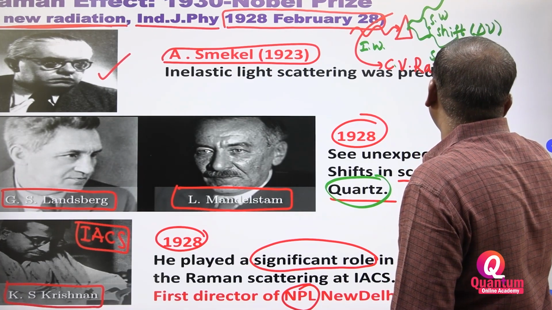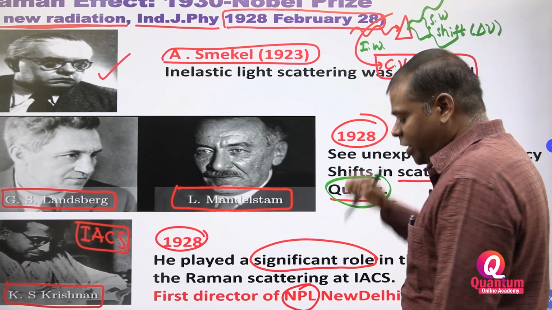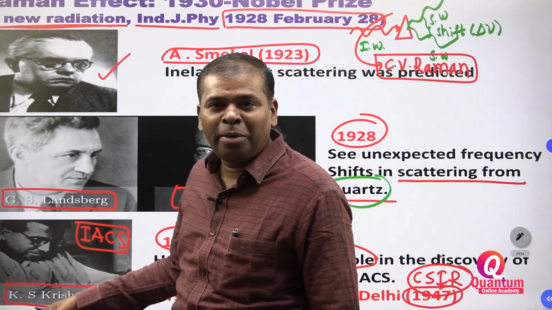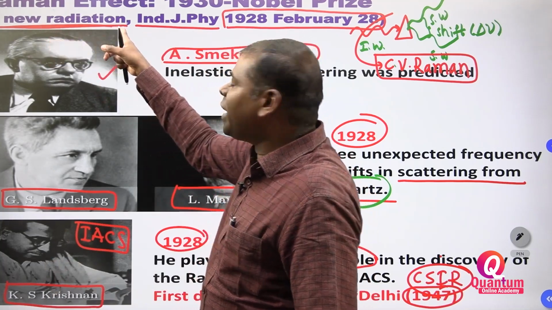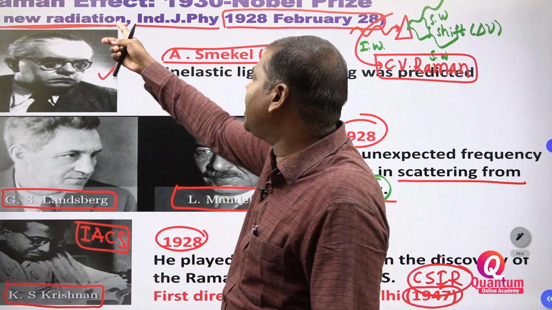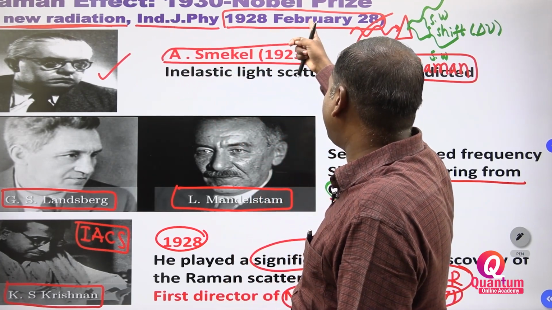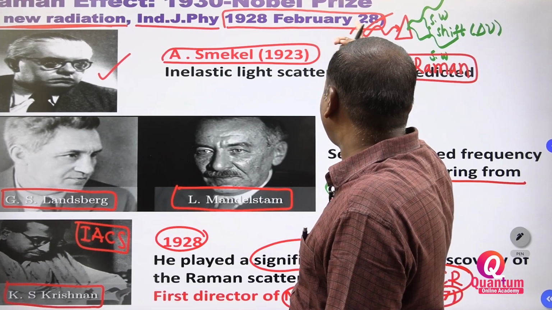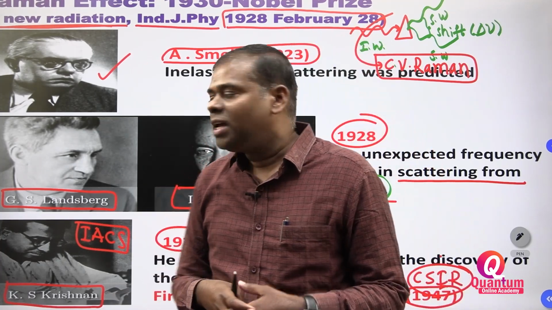What is the partiality? You have to see. From there onwards, there is a partiality, and the name is also not there, right? So that paper, "A New Radiation", that radiation is the Raman radiation, published in the Indian Journal of Physics on 28 February 1928.